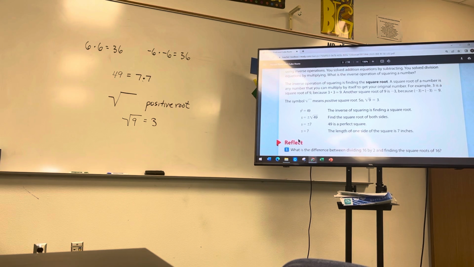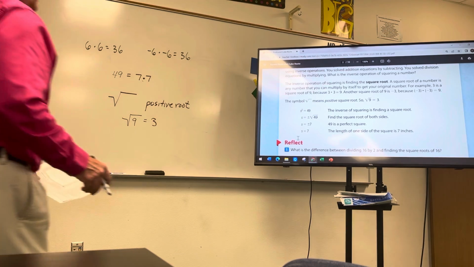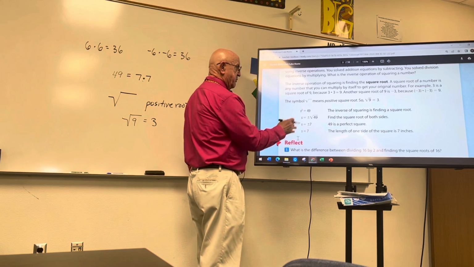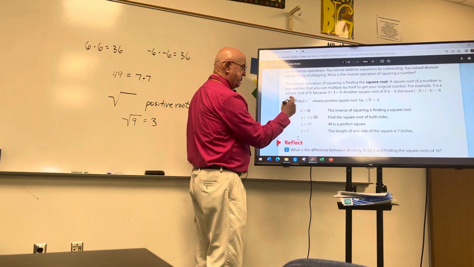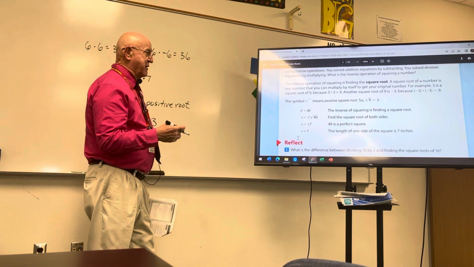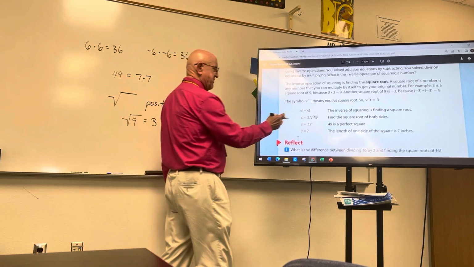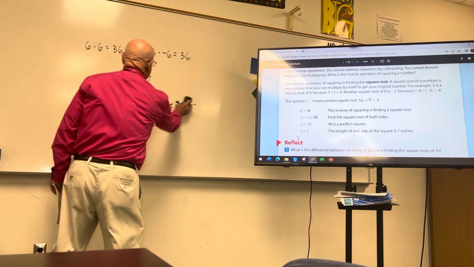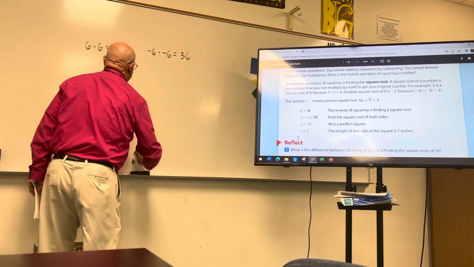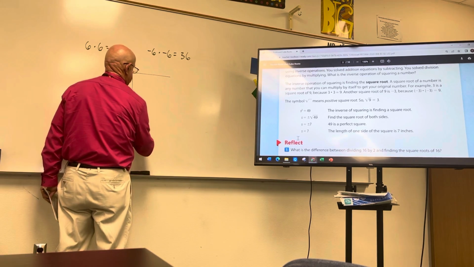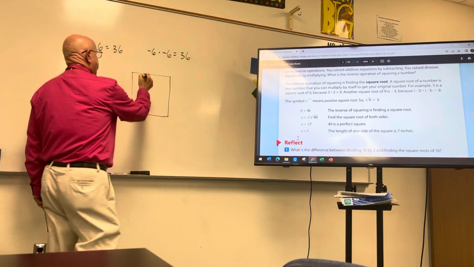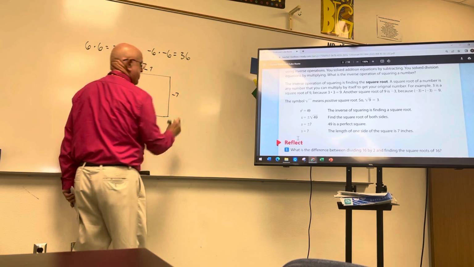So let's look how that works. So we have the square root of 49. We have s squared is equal to 49. Then we're going to take the square root of 49, we get plus or minus the square root of 49, which is going to give us plus or minus 7. Now, here's the question that we have. We're talking about a square, are we not? If we're talking about a square, is it possible to have a measurement of negative 7 on a square?